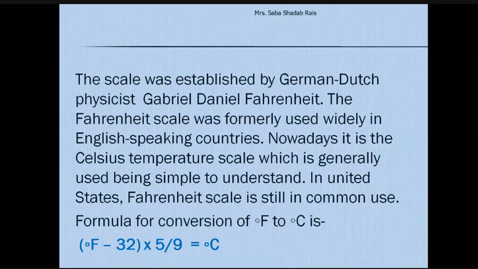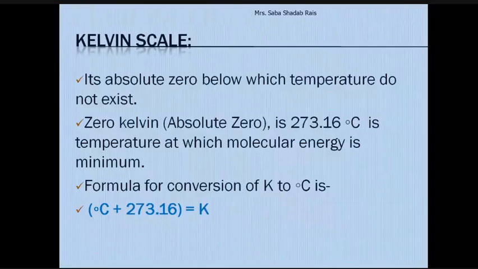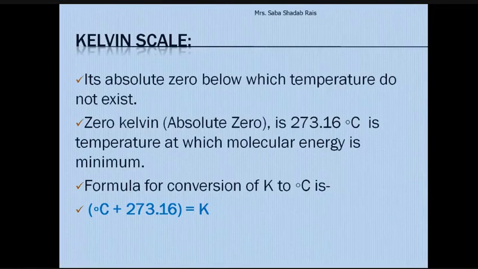The formula for conversion from degrees Fahrenheit to degrees Celsius is: whatever number is there, you have to subtract 32 from it, then multiply by 5/9. Okay, so this is the simple way you can convert it. Then the Kelvin scale is the next scale, which was given by Kelvin.